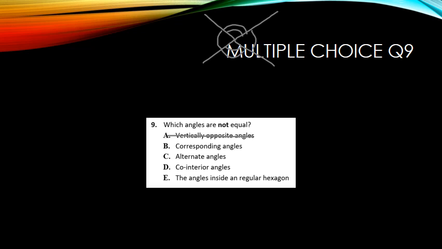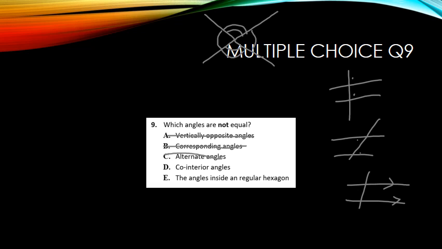Corresponding angles. Corresponding angles are the angles that make an F shape on parallel lines. Now we know that they're also equal, so it can't be that one. Alternate angles make a Z shape. Again, they're equal. Now co-interior angles, well, they're the ones that make a C shape. Now they have to add up to 180 degrees. So they are not equal. So I think that D is our answer.